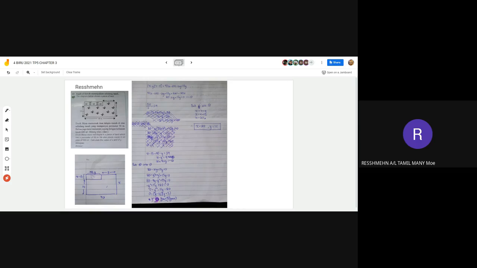When we already have y, you have to sub the y into equation 2, where equation 2 is x equals 4 plus y. So x equals 4 plus 16. Then we'll get the answer x equals 20. So overall the answer would be x equals 20, y equals 16.